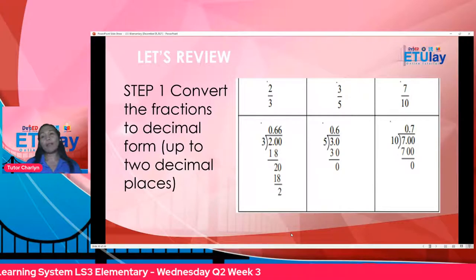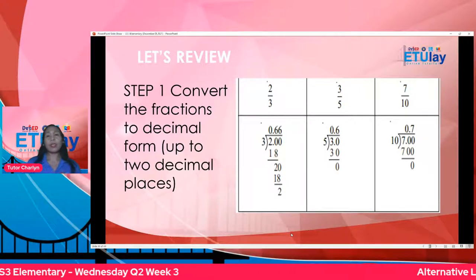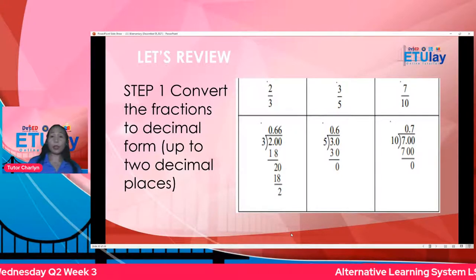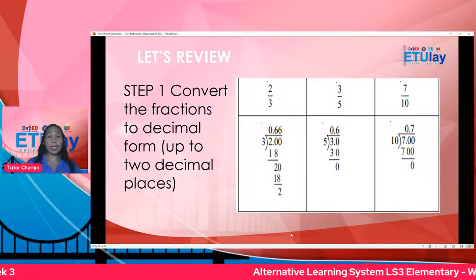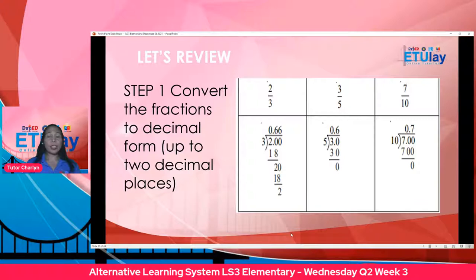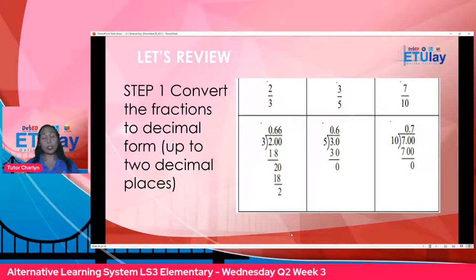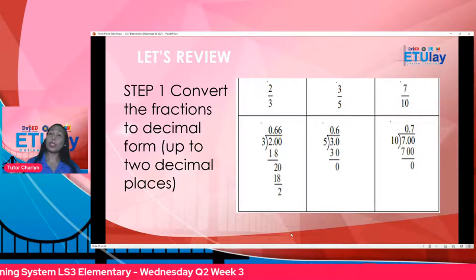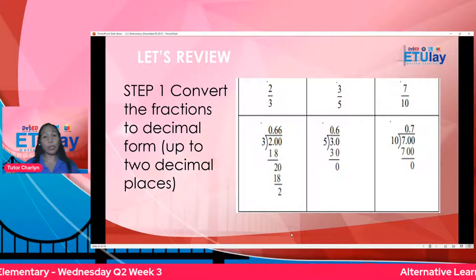Then, si 3 over 5, 3 divided by 5, 0. So, add decimal point, align, then add 0. Then, 30 divide 5, we got 6. Multiply, we got 30. So, subtract, we got 0. So, 3/5 is equal to 0.6.